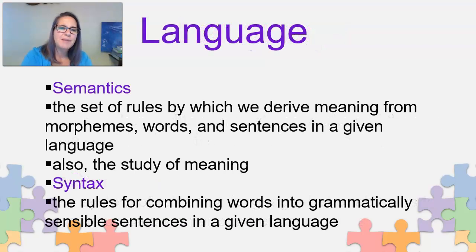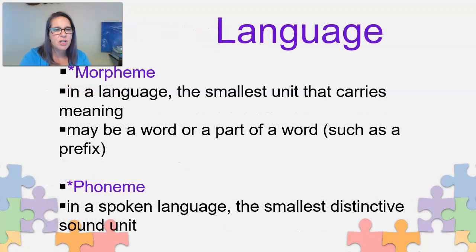We also talk about semantics. These are the rules by which we derive meaning from morphemes, words, and sentences. It's also the study of meaning. So semantics, all about meaning. Syntax is how we combine words into grammatically sensible sentences. Okay, this is the grammar that you've learned in English class.